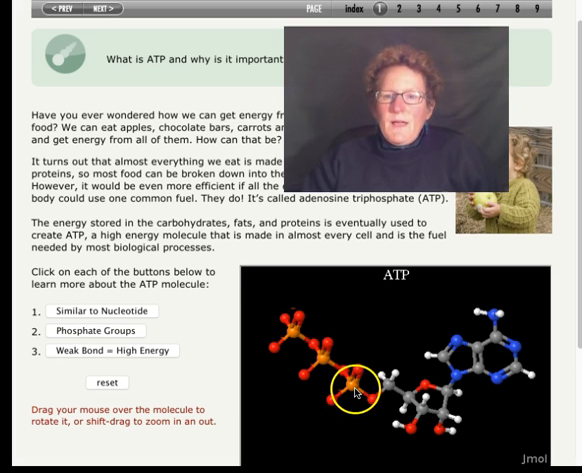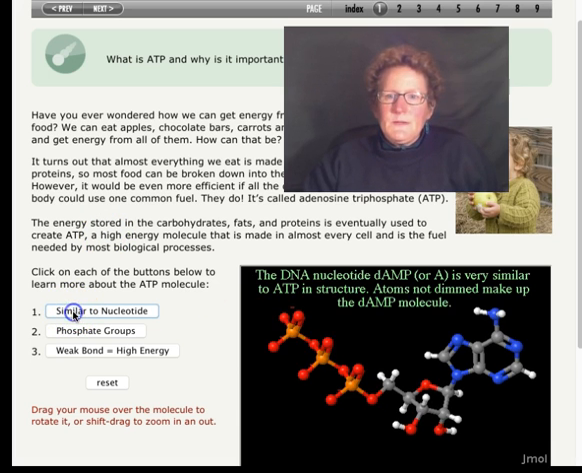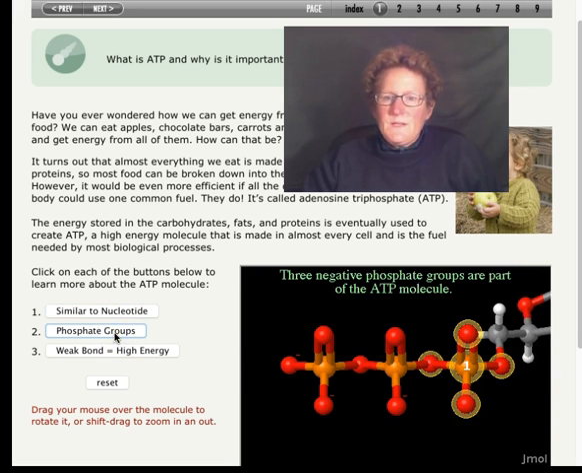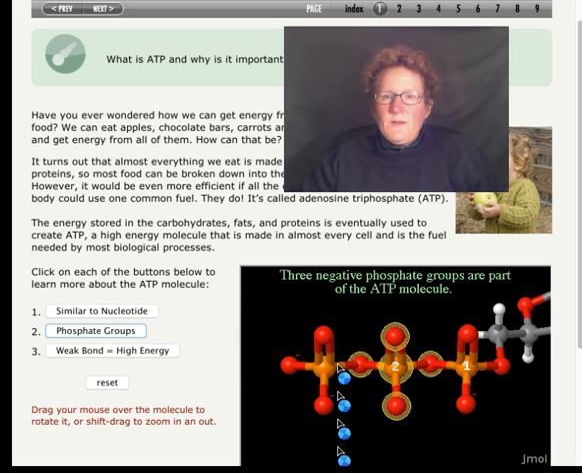It's called triphosphate because it has 3 phosphate groups here. We can see that it's similar to the DNA nucleotide dAMP, or the A in the GATC of DNA, the nucleotides. Atoms not dimmed make up the dAMP molecule in DNA, so right here it's just short these 2 phosphates. Speaking of phosphates, there are 3 of them.